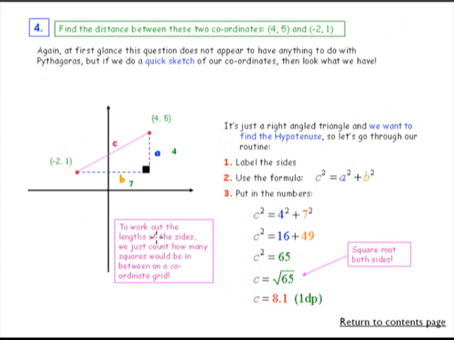And finally, the last part, that's your take home question. That's your homework. Find the distance between these two coordinates, 4, 5, and minus 2, 1. So there is 4, 5, and minus 2, 1, and look how useful Pythagoras theorem is. You can even use it in coordinate geometry.